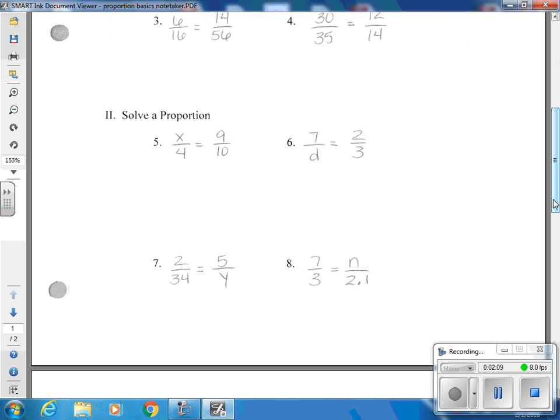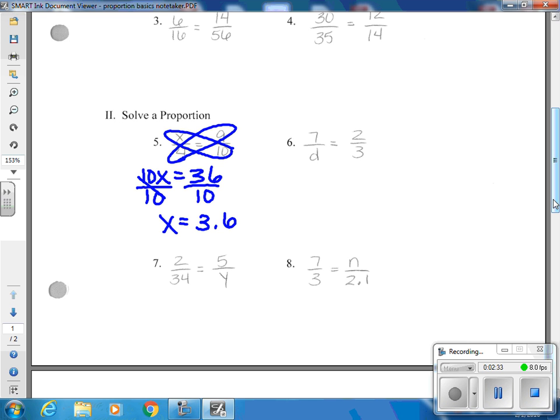Right, down in part two, you're solving for the missing letter, which we're also using cross multiplication here. So it's just now you have to set up an equation and solve it for the letter that's there. So we're going to take 10 times x, which is 10x, equals 9 times 4, which is 36. And then we're always going to divide to get rid of that number. And when we divide 36 divided by 10, we end up with 3.6. It is okay to have decimals at this point. If you want to leave it as a fraction, just make sure you reduce them.